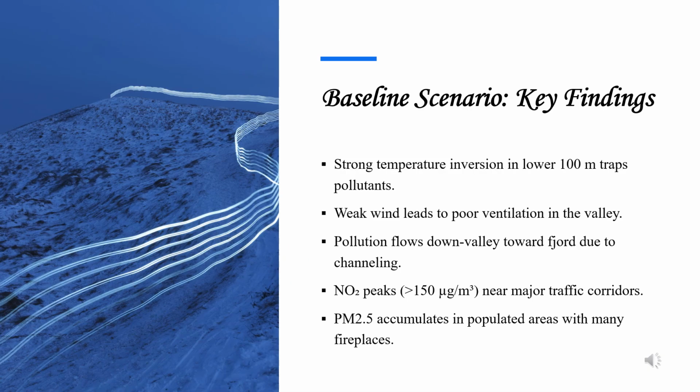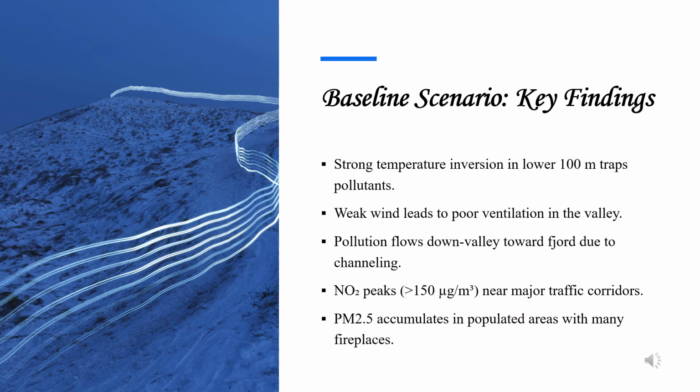The key findings that we found in the article were that there were strong temperature inversions in the lower 100 meters, which trap pollutants. The weak wind leads to poor ventilation in the valley. Pollution flows down the valley due to the channeling.